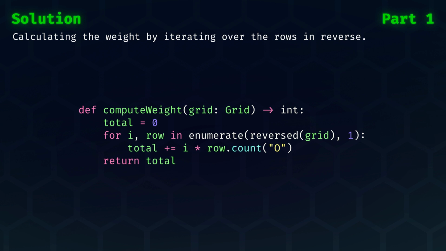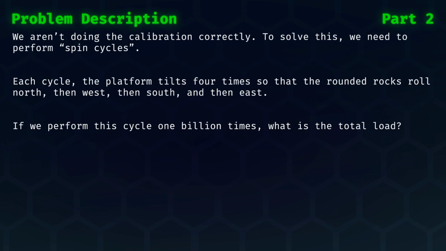Let's see what part 2 has in store for us. Obviously, we aren't doing the calibration correctly. To solve this, we need to perform spin cycles. Each cycle, the platform tilts 4 times so that the rounded rocks roll north, then west, then south, and then east. And now for the most tricky part.